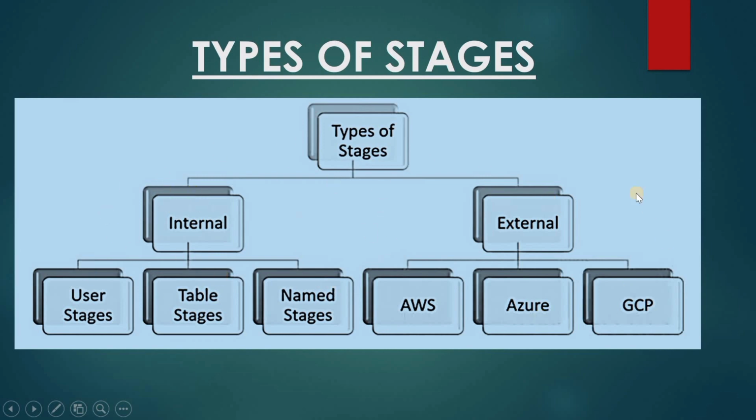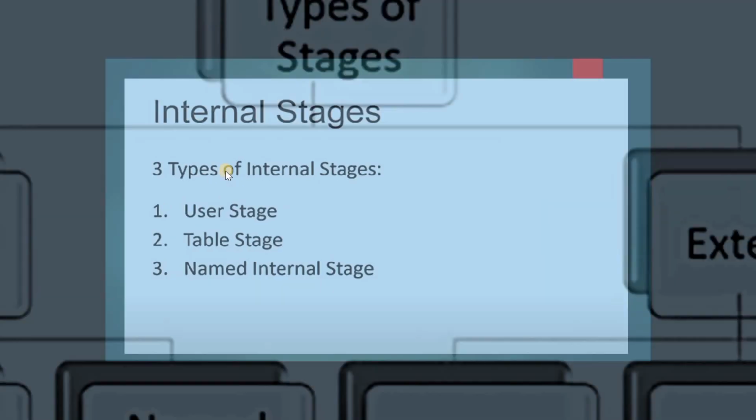Let's talk about the external stages. For external stages, we need some cloud services as well. This is the AWS S3 bucket, this is Azure, and this is GCP. We will discuss these things about external stages in the upcoming videos. So this is all about the stages. We basically have two types of stages: internal stages with their subcategories, and external stages. Let's move ahead.